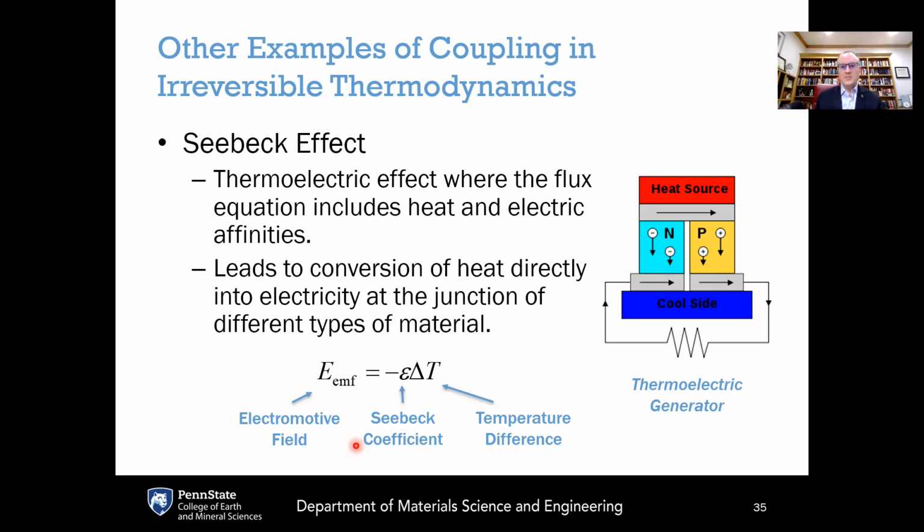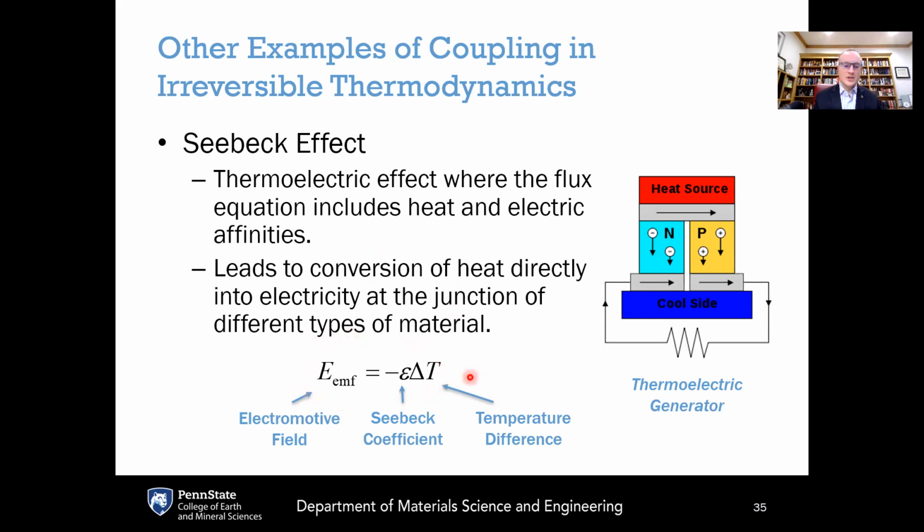Another common example of coupling effects in irreversible thermodynamics is the Seebeck effect. The Seebeck effect is a thermoelectric effect where the flux equation includes both heat and electrical affinities. This leads to the conversion of heat directly into electricity at the junctions of different types of materials. This is how thermocouples work. For example, if you've got a thermal gradient across the material that produces an electrical current.